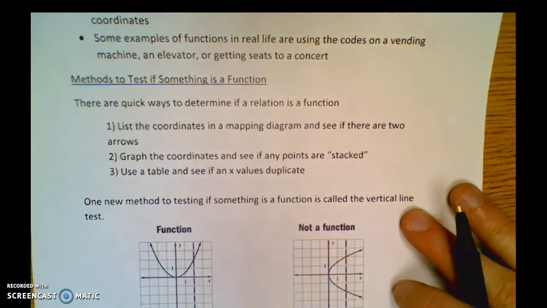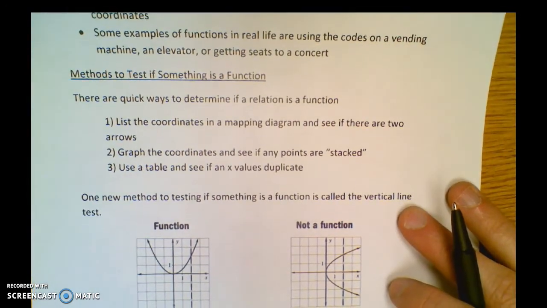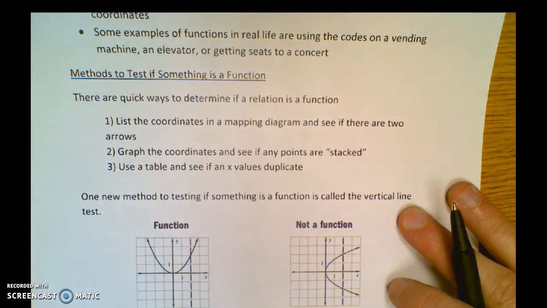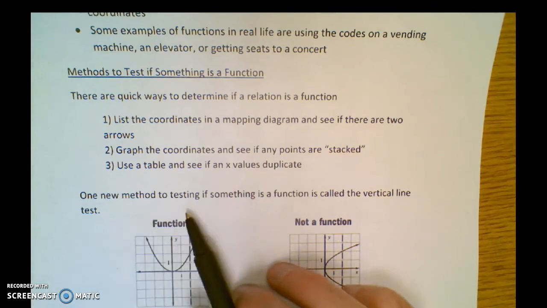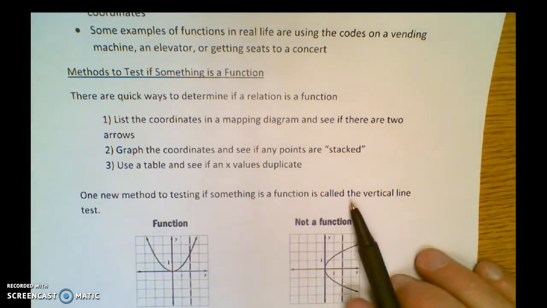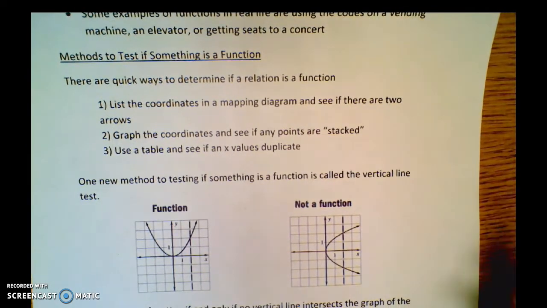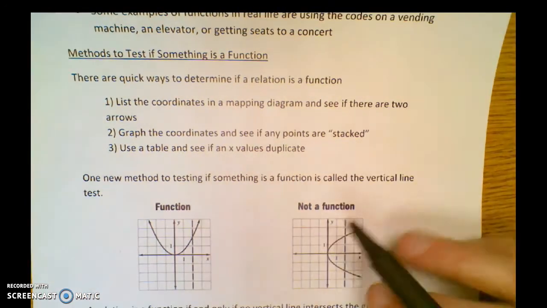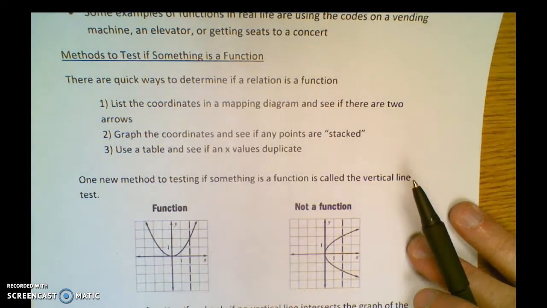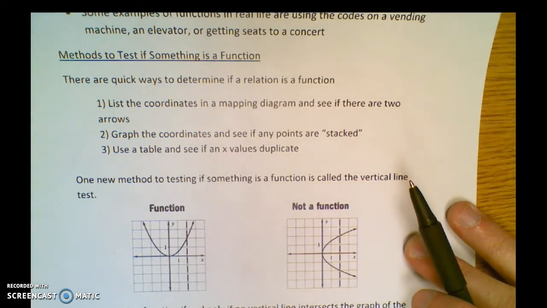So let's review what we learned on Friday really quickly. We practiced doing the vertical line test. So one method to testing if something is a function is called the vertical line test. If you draw a vertical line anywhere through a function, so vertical line is up and down, and sometimes you can just use a ruler to go straight across. So let me grab a ruler.